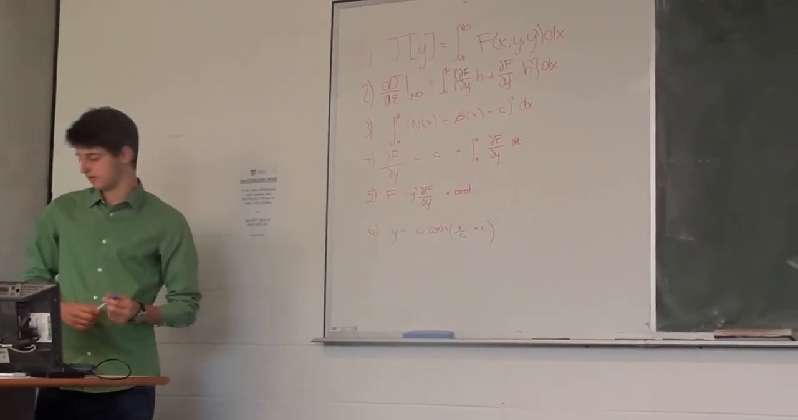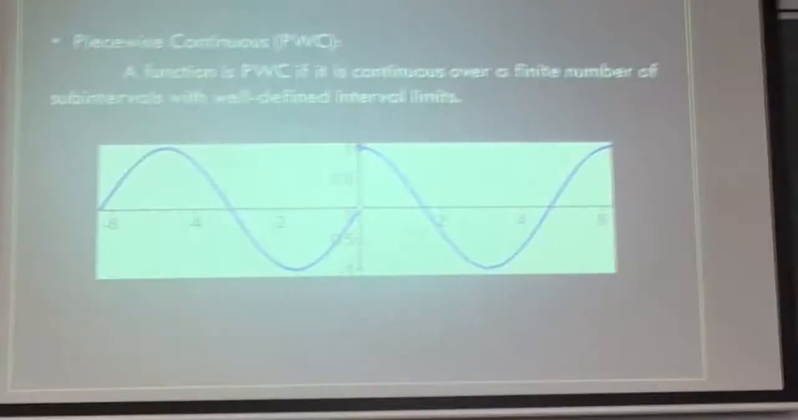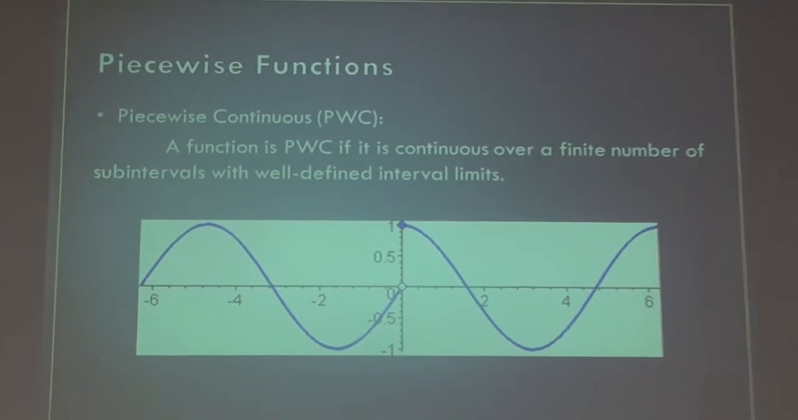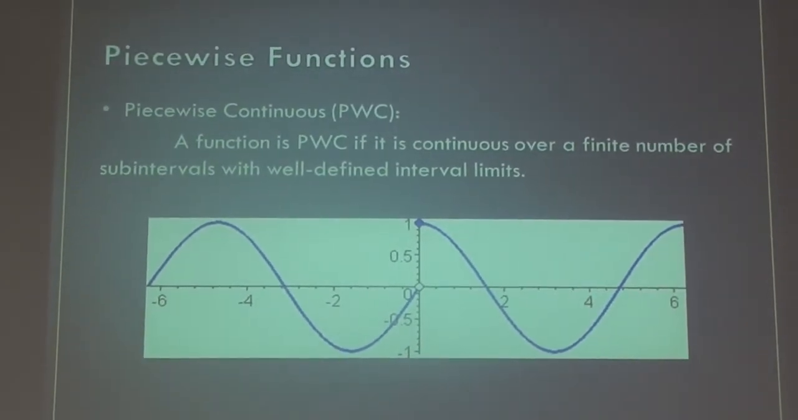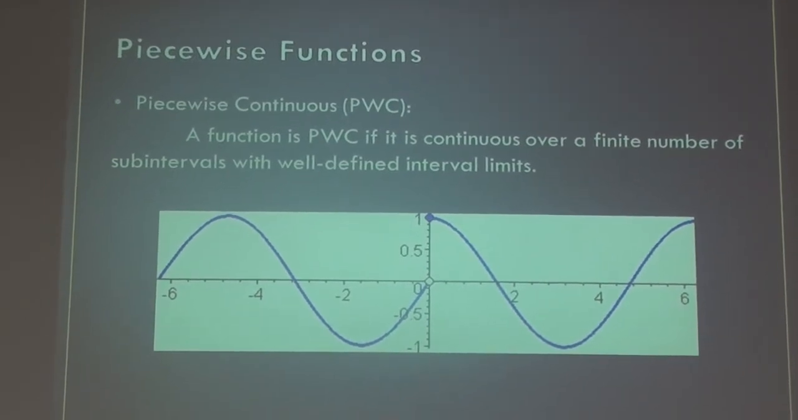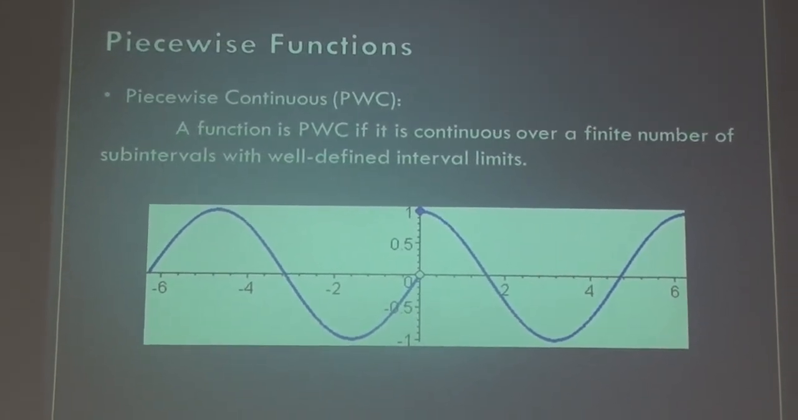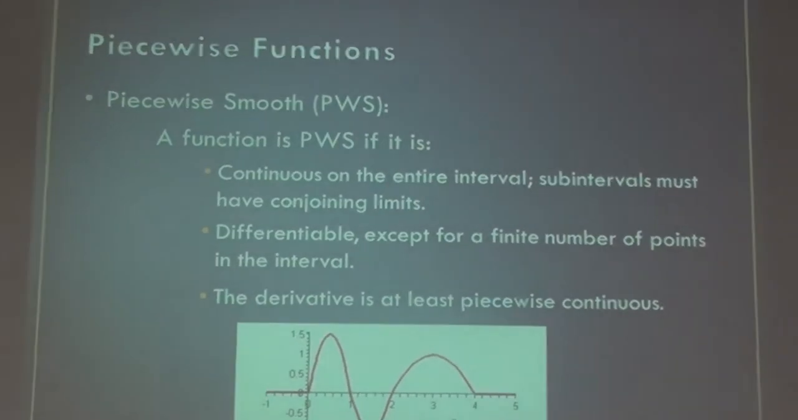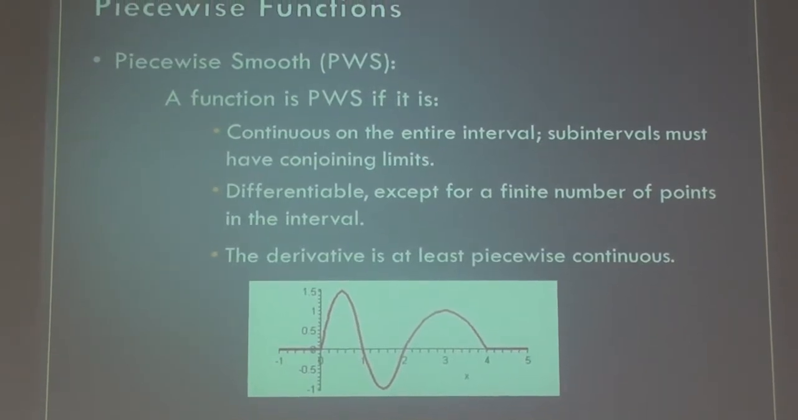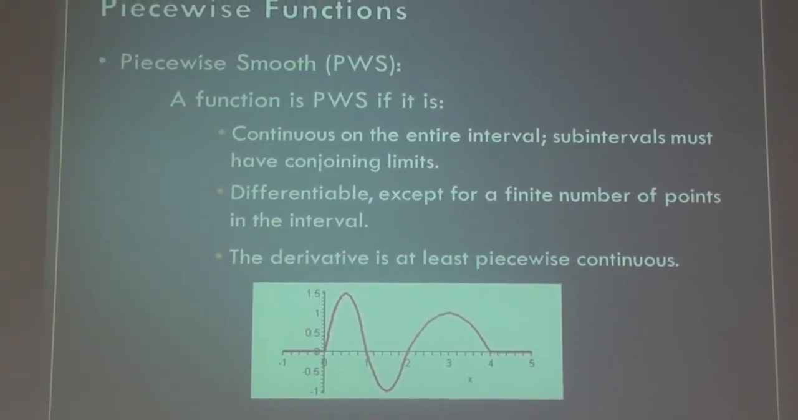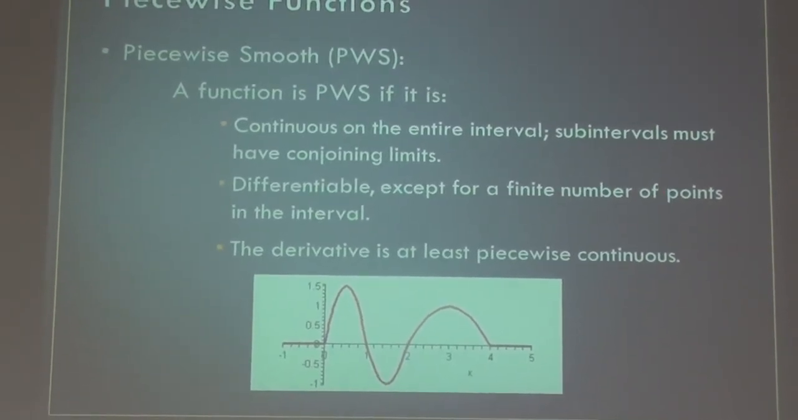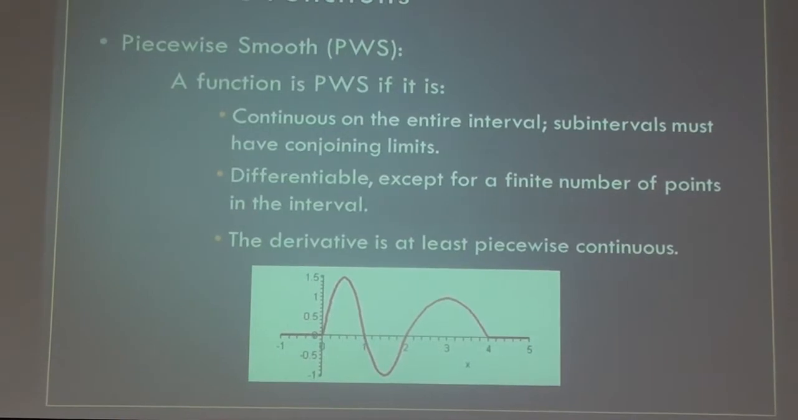Now, first thing we need to define is piecewise continuity. A function is piecewise continuous if it can be seen as continuous over a finite number of subintervals. So you can chop up the domain as much as possible, but there has to be a well-defined value for each value of x in the domain. Just moving quickly, a piecewise smooth function is one that is continuous over the entire interval, but the intervals must match up and have the same values at their boundaries, and then the function must be differentiable, and the derivative must be at least piecewise continuous.